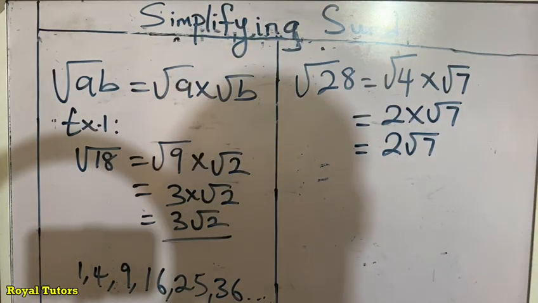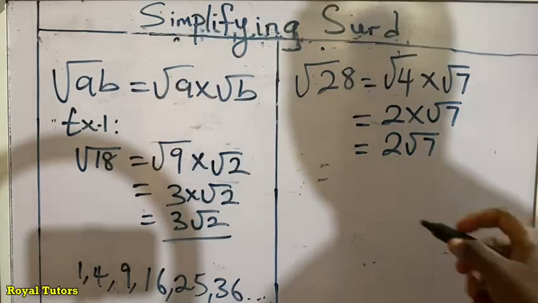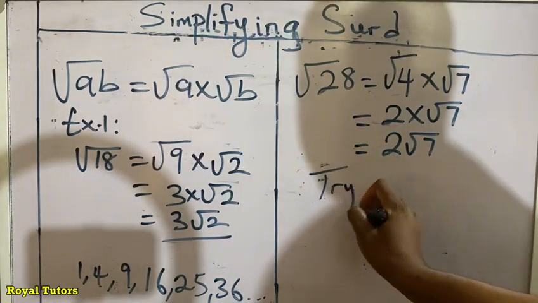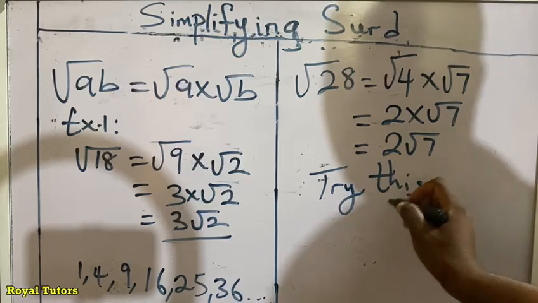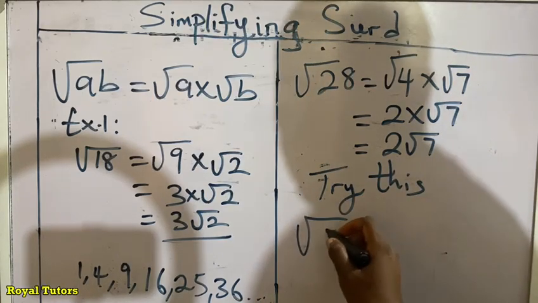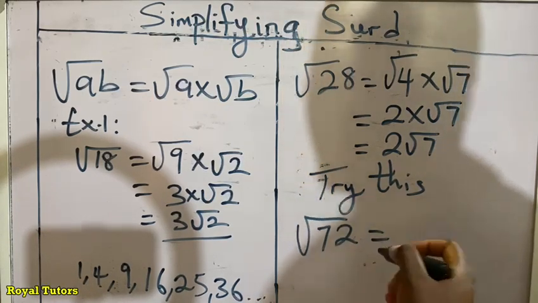I'm going to give you just a question to try on your own. Try this: if you are to simplify root 72, what is going to be your answer?